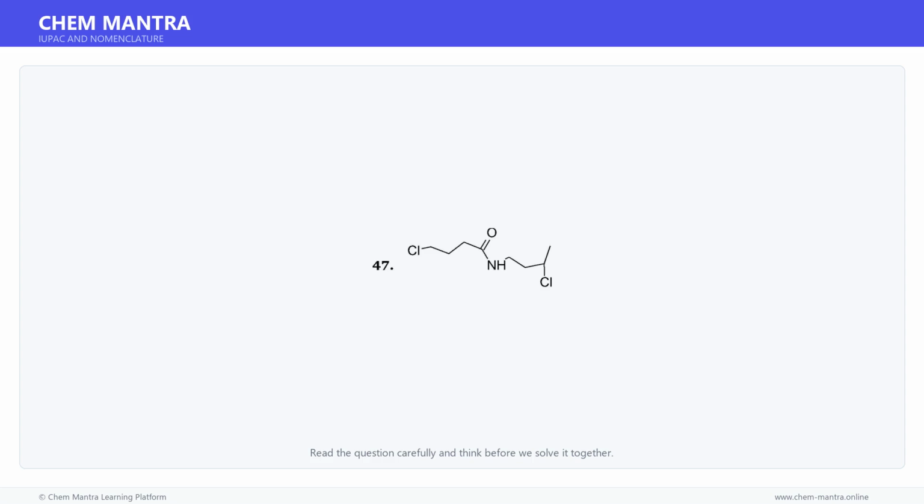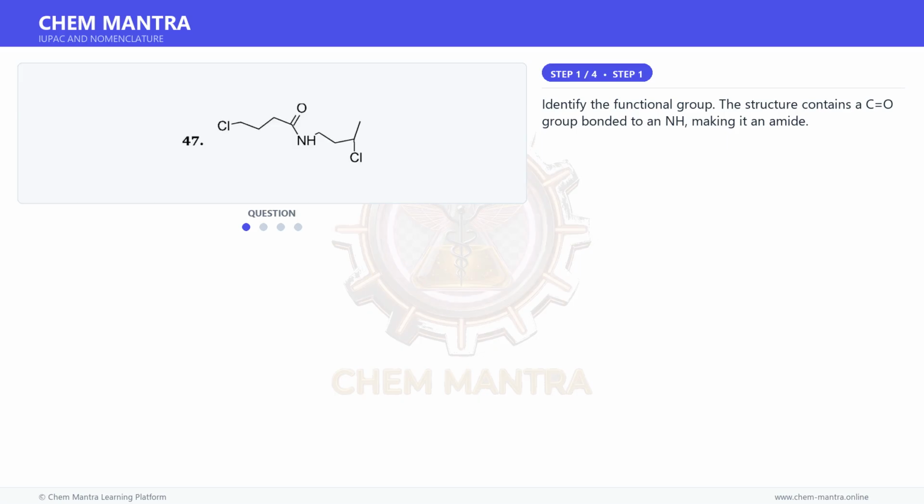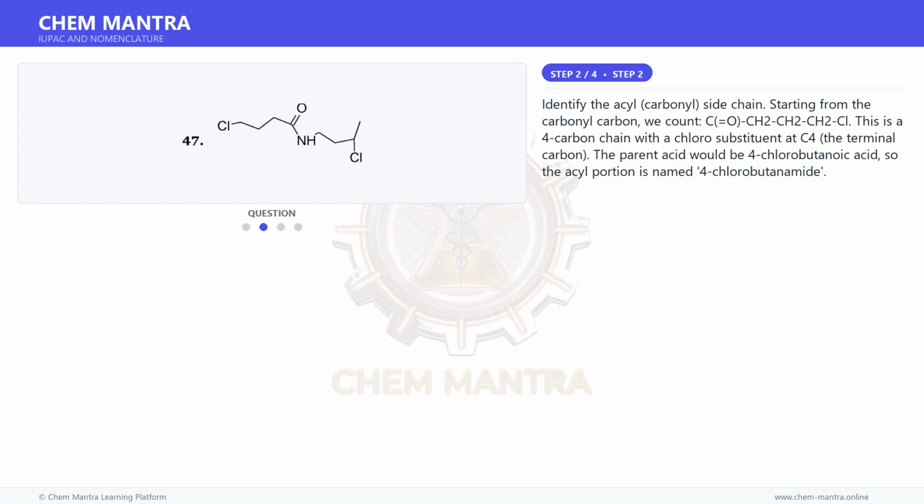Here is a question. Read it carefully and think about the answer. Let us solve it step by step. Let us begin solving this step by step. Identify the functional group. The structure contains a C=O group bonded to an NH, making it an amide. Moving on to the next step.